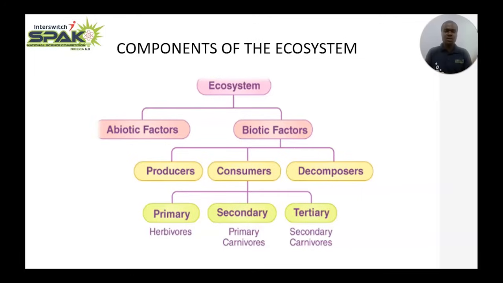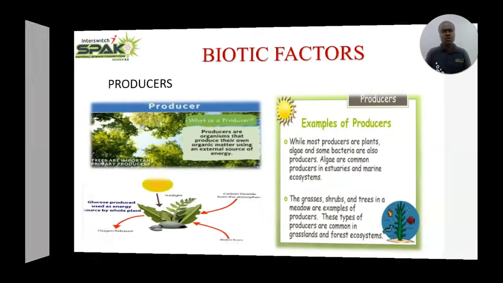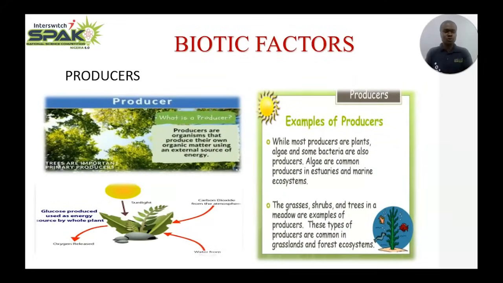Then we are consumers, the ones that feed on the food manufactured by the producers. Of course, we are consumers. We have primary consumers, secondary consumers, then we have tertiary consumers, and then we have decomposers. These are all biotic components of the ecosystem. Now, the producers, like I said, manufacture their own food.